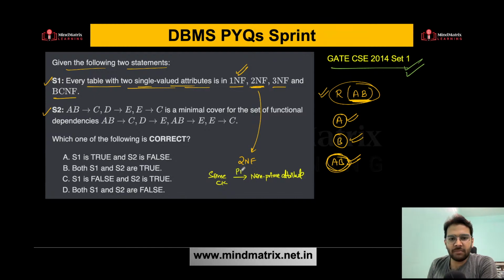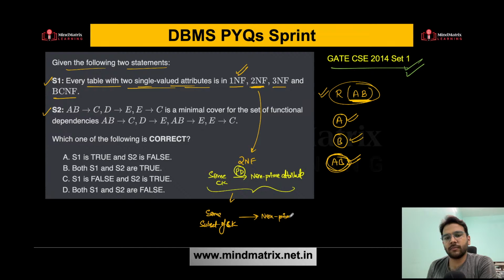If this kind of partial dependency is present, then we can say it is not in 2NF. When can this kind of partial dependency be present? When some subset of this candidate key determines this non-prime attribute. Let me write it that way: a proper subset of any candidate key determines a non-prime attribute. If this kind of violation is present, this is a violation of 2NF.